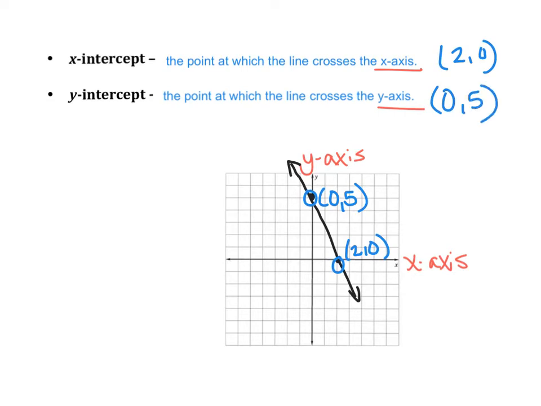Now something else I should mention is that when you have the x-intercept, the y is going to be 0. And when you have the y-intercept, the x is going to be 0. So y is equal to 0 in the case of the x-intercept. And in the case of the y-intercept, x is equal to 0.